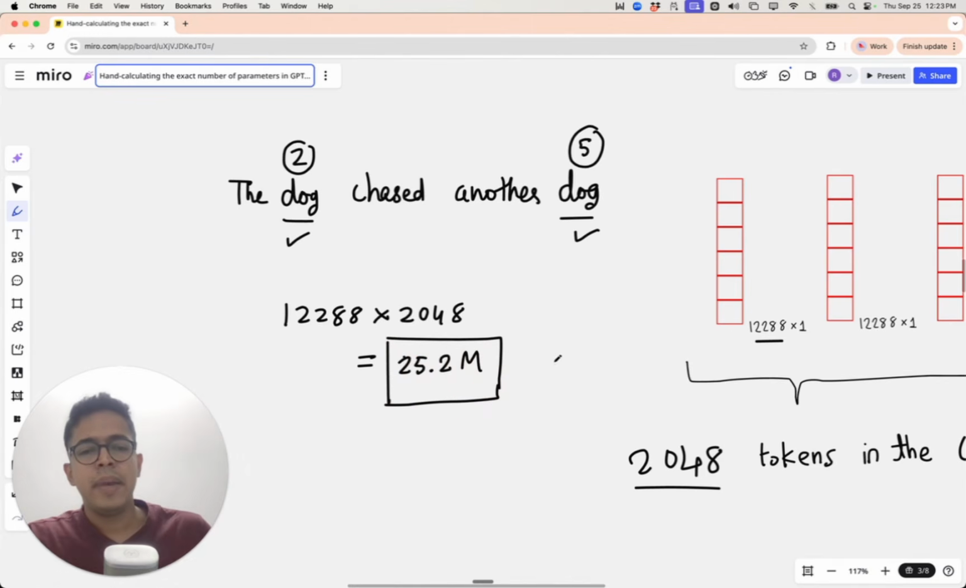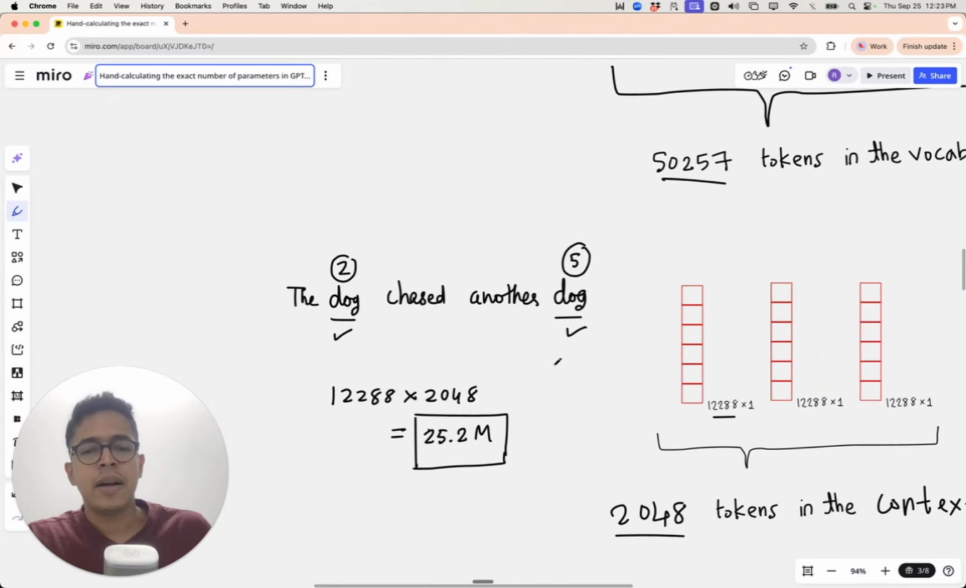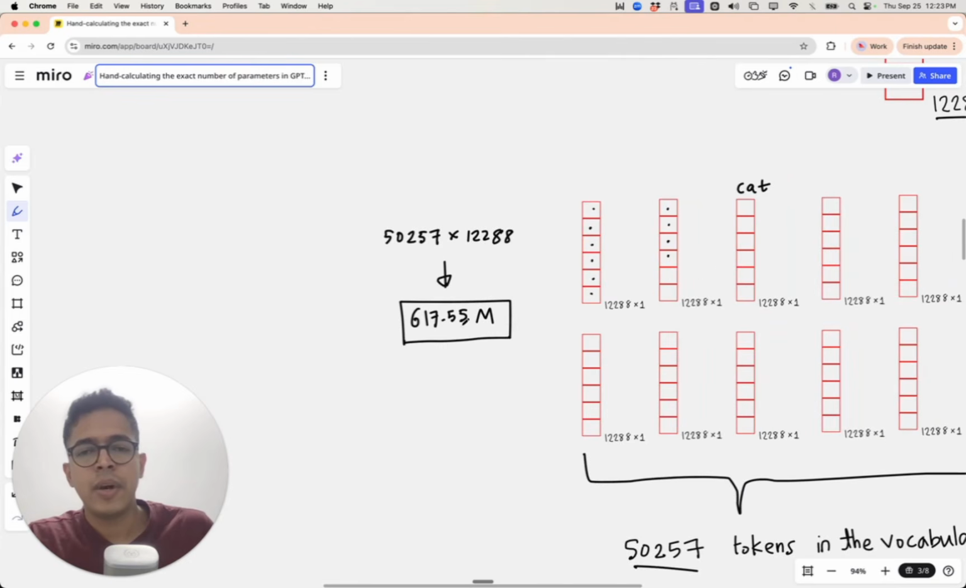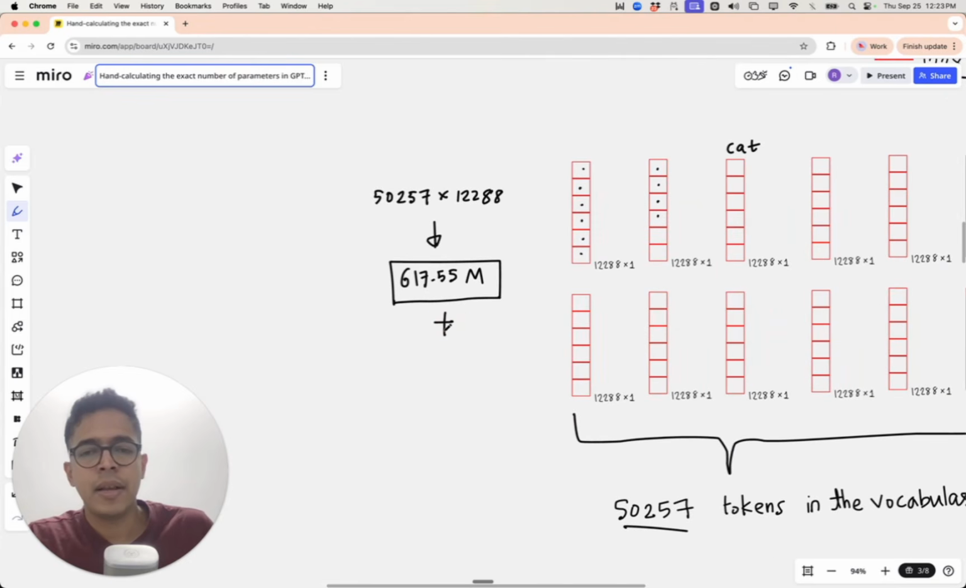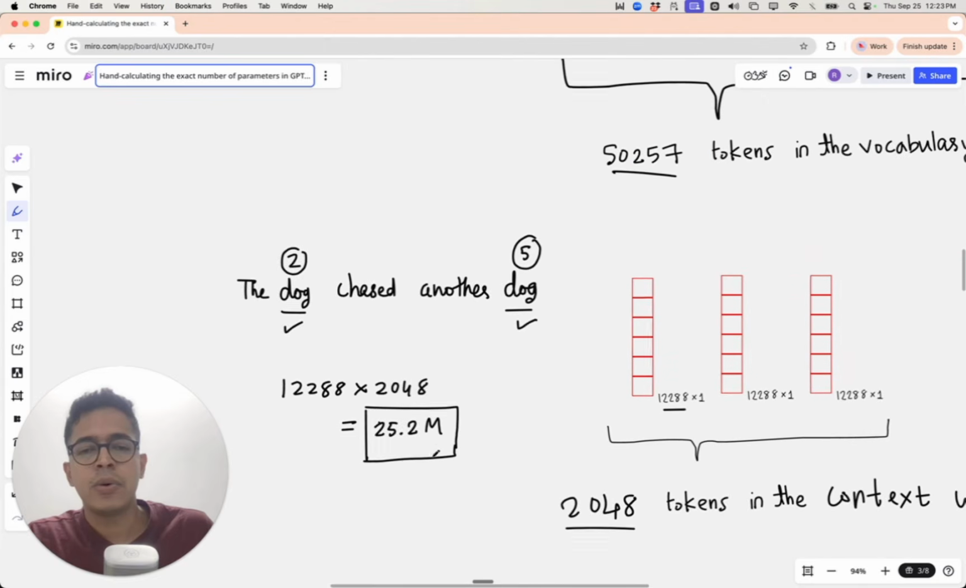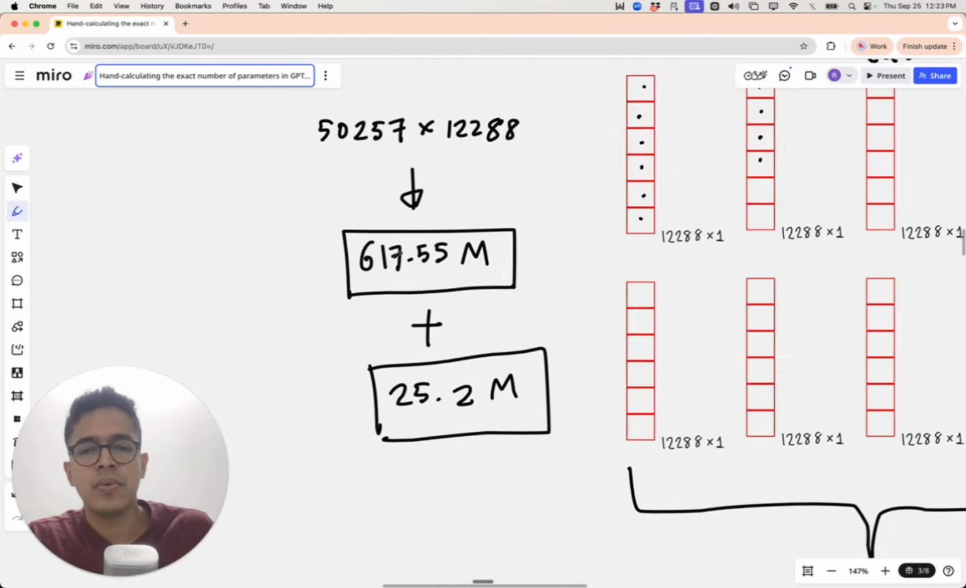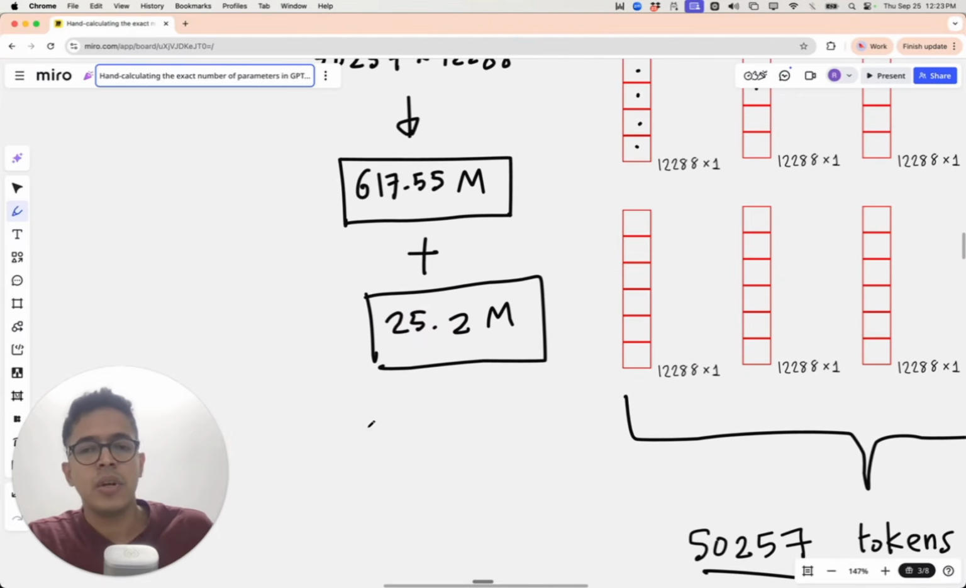So in the input embedding part, in total how many parameters do we have? Due to vocabulary, you have 617.55 million. And due to position embedding, you have 25.2 million. So if you add these two, roughly, 617 plus 25 is 642.75 million, roughly.